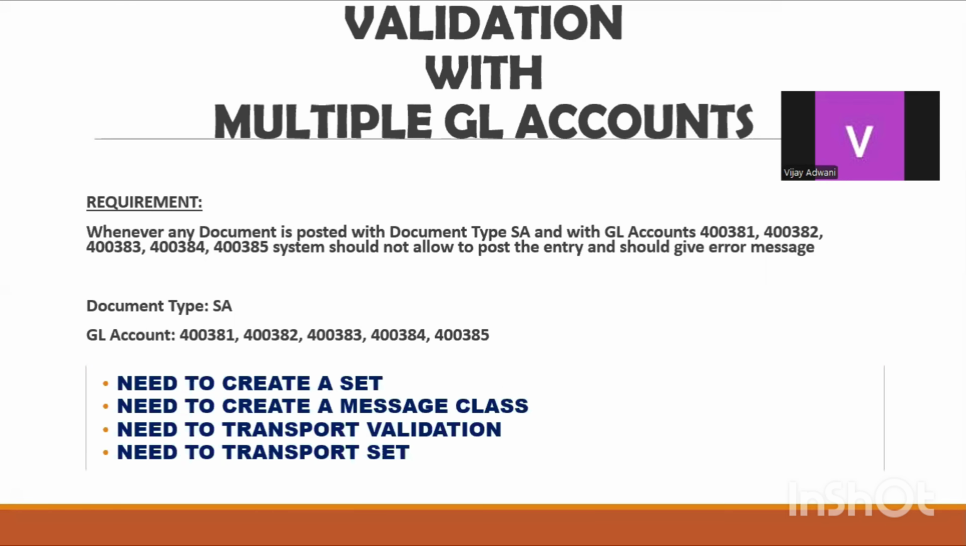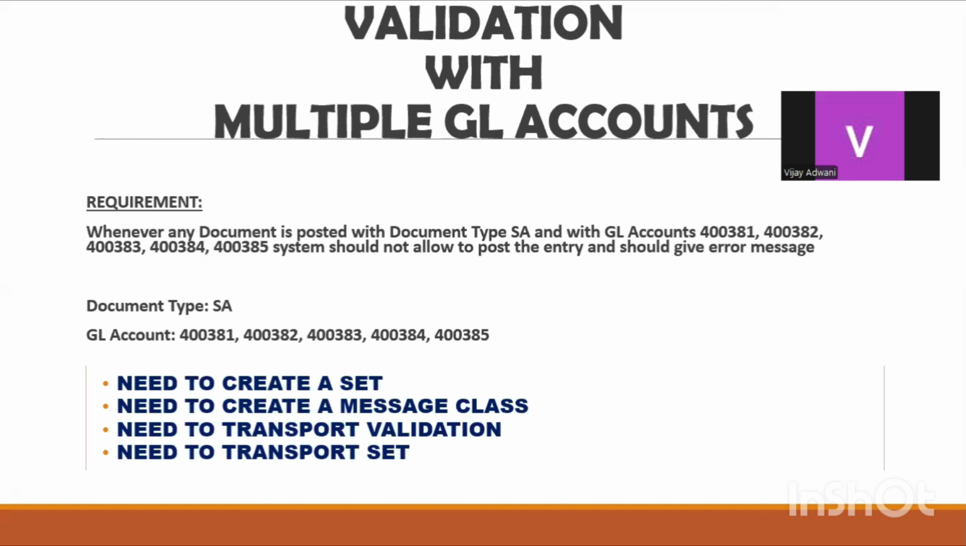Now, that error message might be anything stated by the business. Let's say, do not post to these GL accounts with document type SA. Whenever you are trying to post with these GL accounts with document type SA, this error message should be displayed by the system and the posting should not be allowed. This is the requirement of the validation.